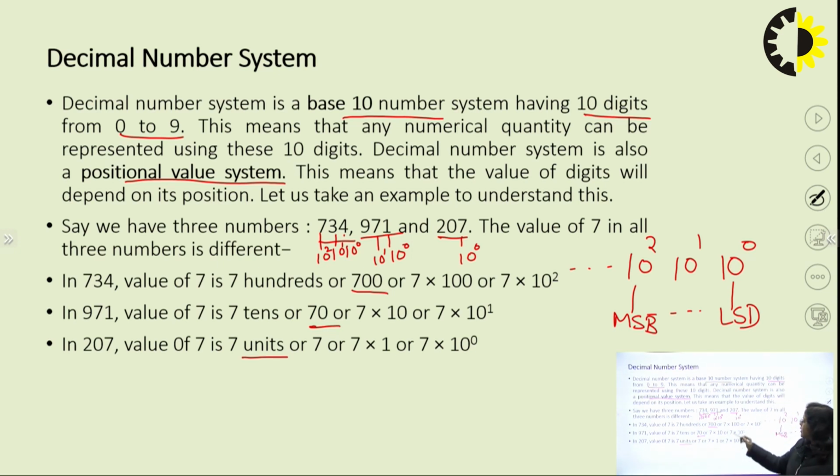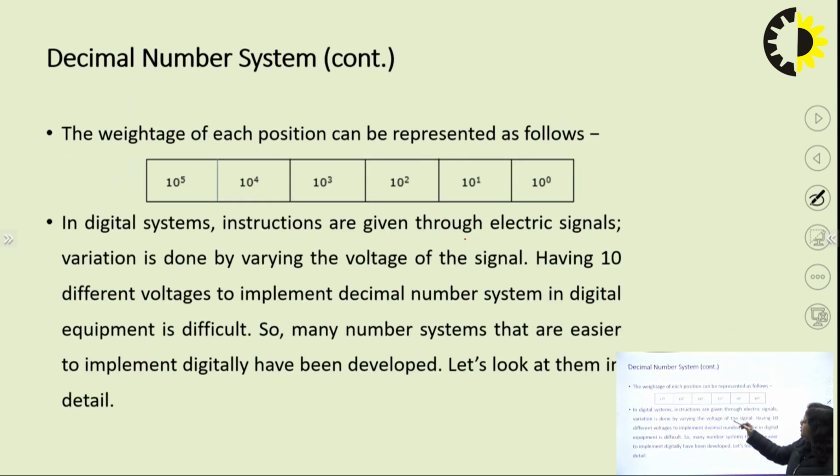So, the value of any number is dependent on its position, starting from the rightmost digit having minimum positional weight of 10 to the power 0 to the leftmost digit having most significant weight of 10 to the power n minus 1. So, the weight of each position is expressed in 10 to the power n, and any instruction in analog electronics is given in the form of voltage signal with 10 different voltages.